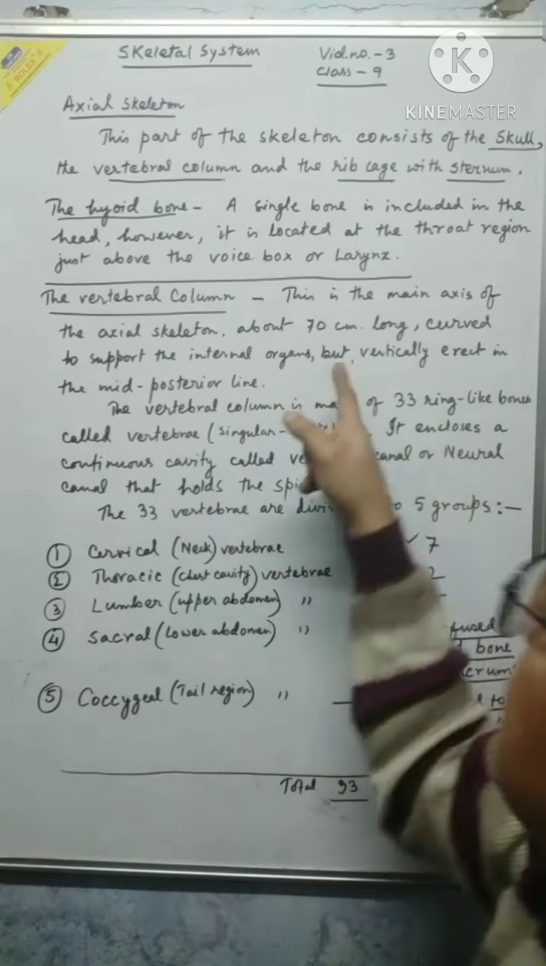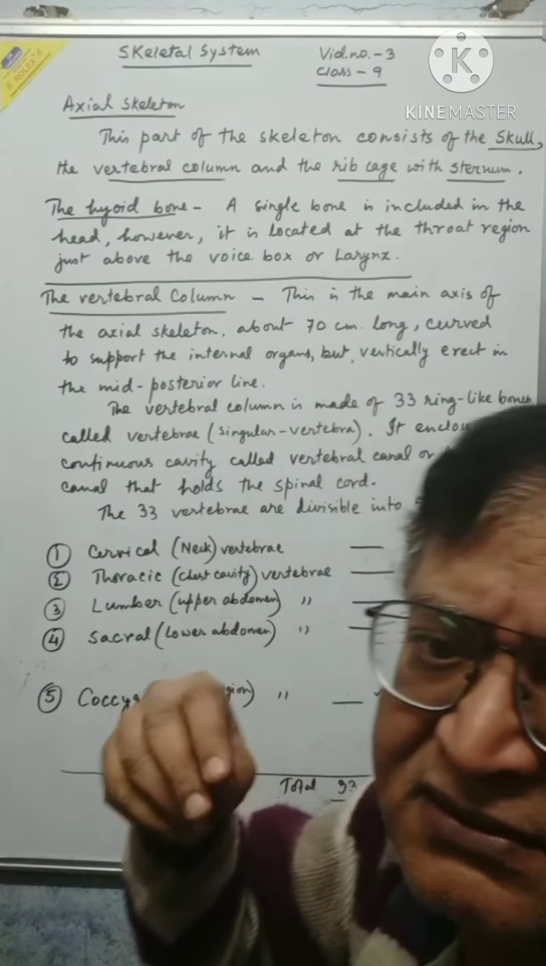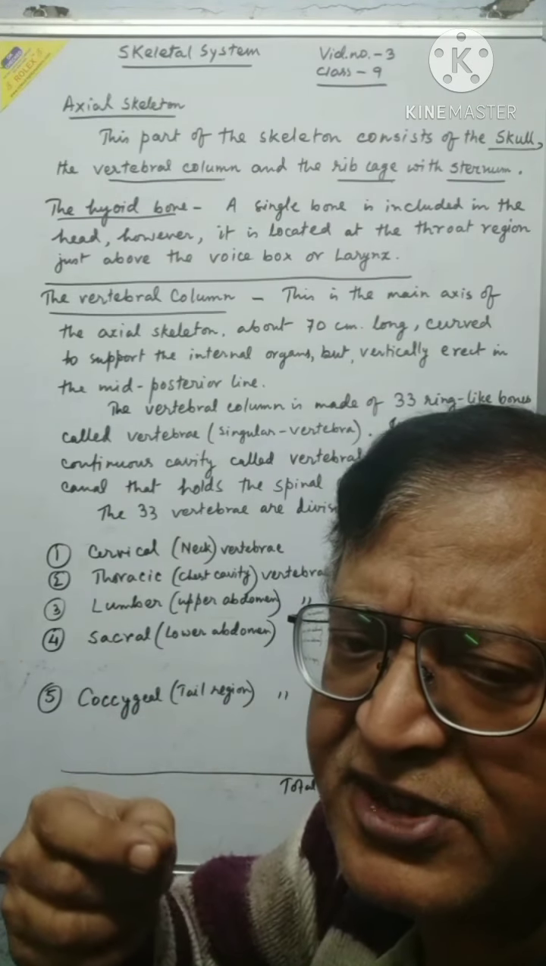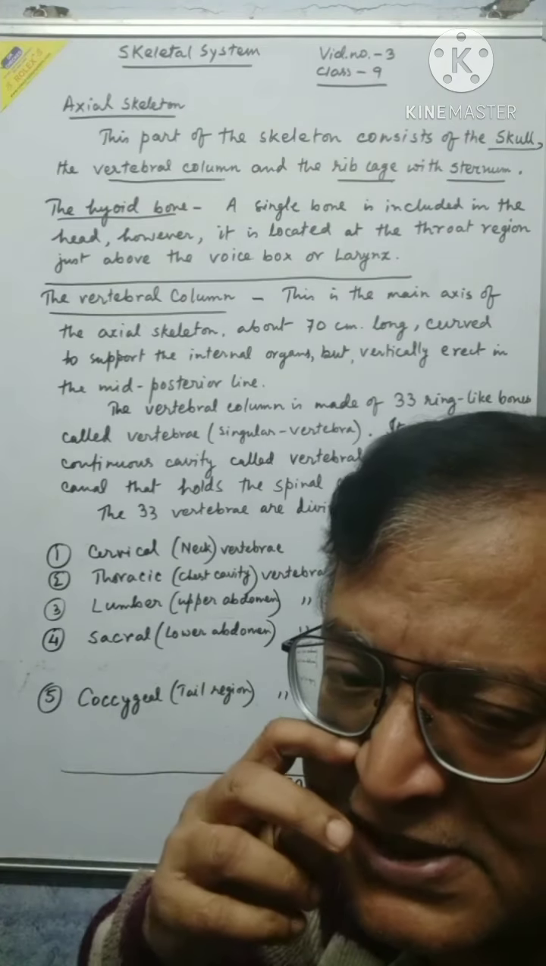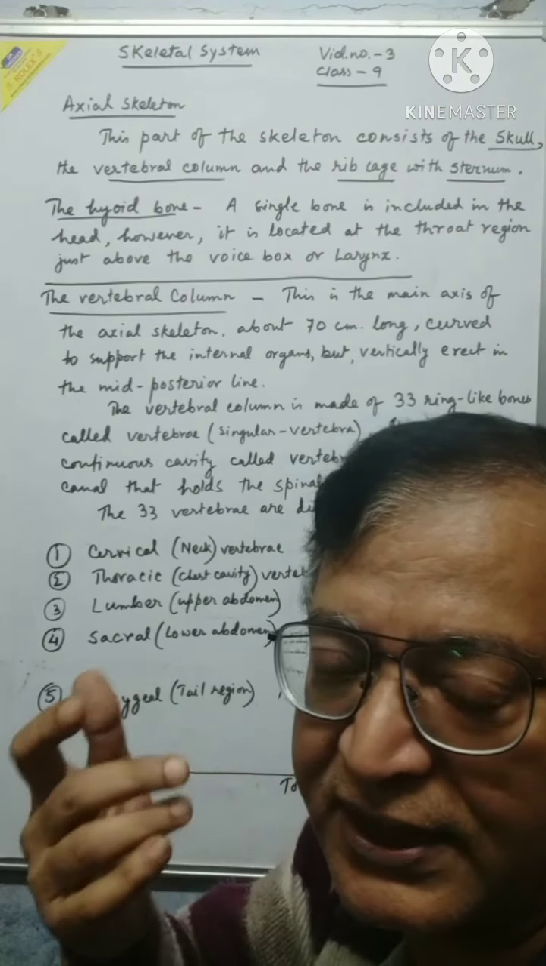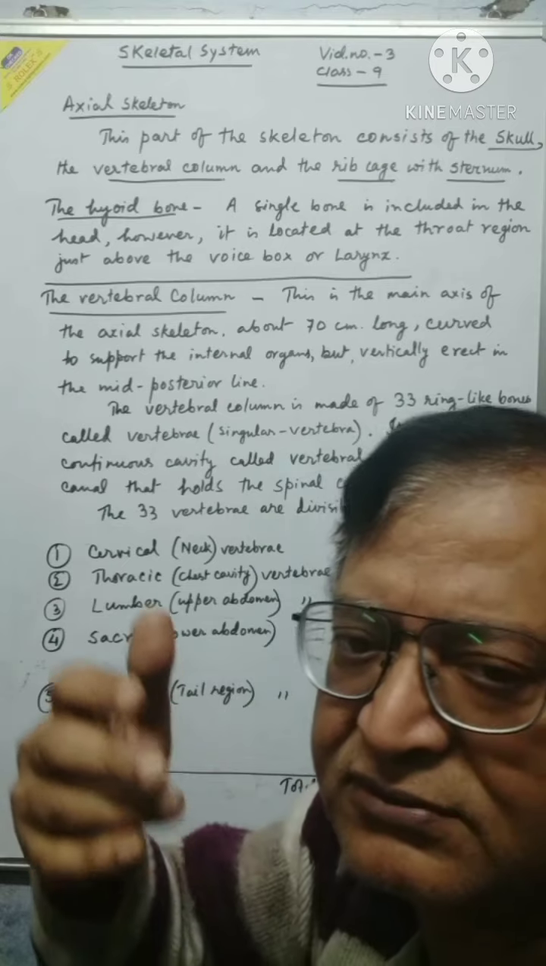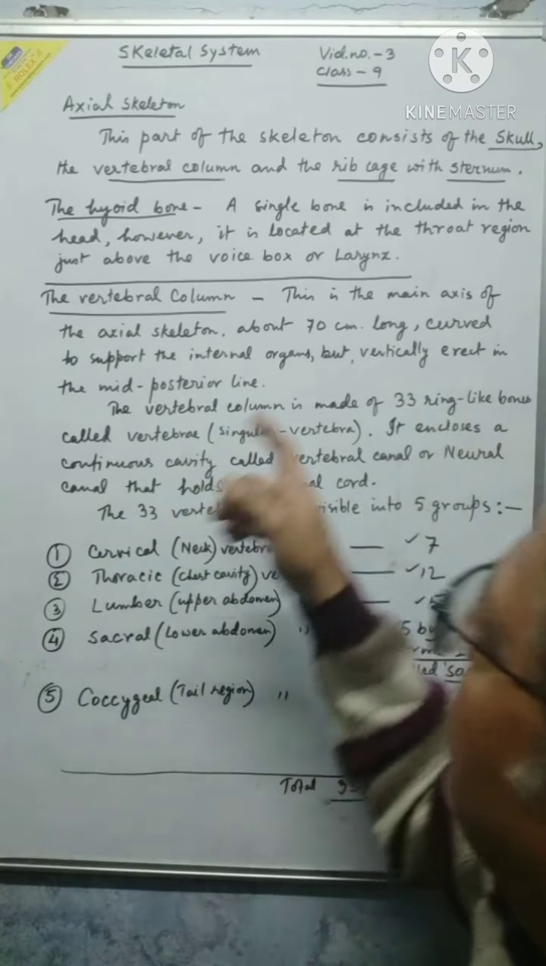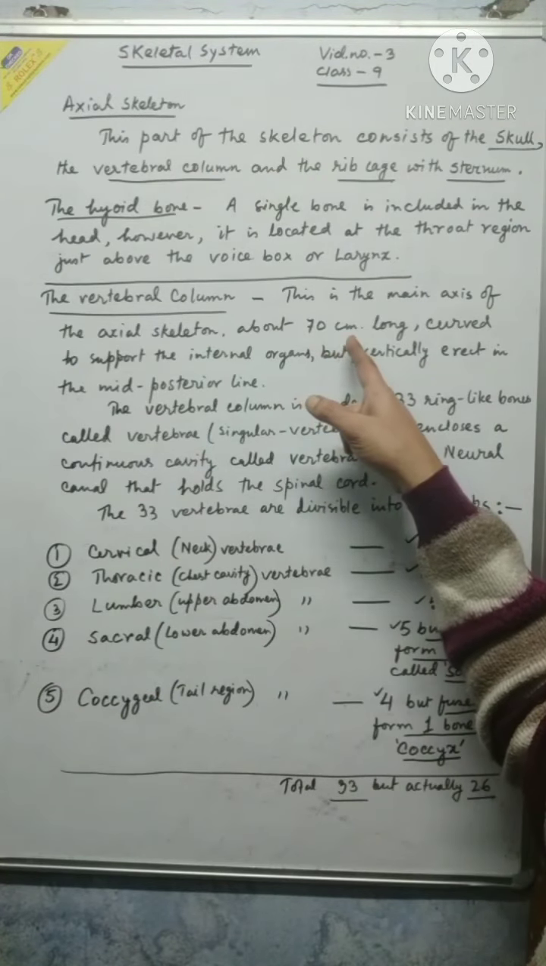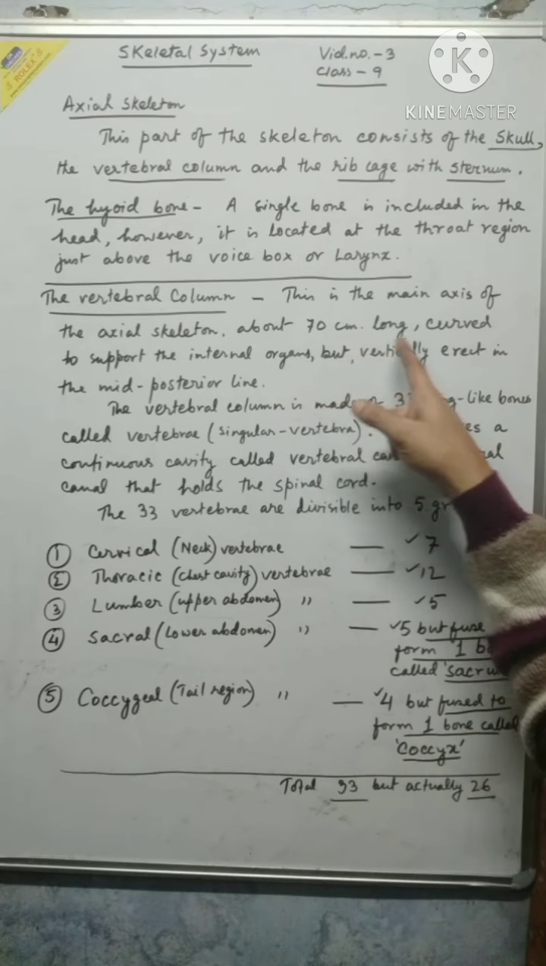Total length is 70 centimeters. The valuation slightly varies from person to person, because some persons are quite taller in height, so a little bit of change occurs. But the approximate length is 70 centimeters.